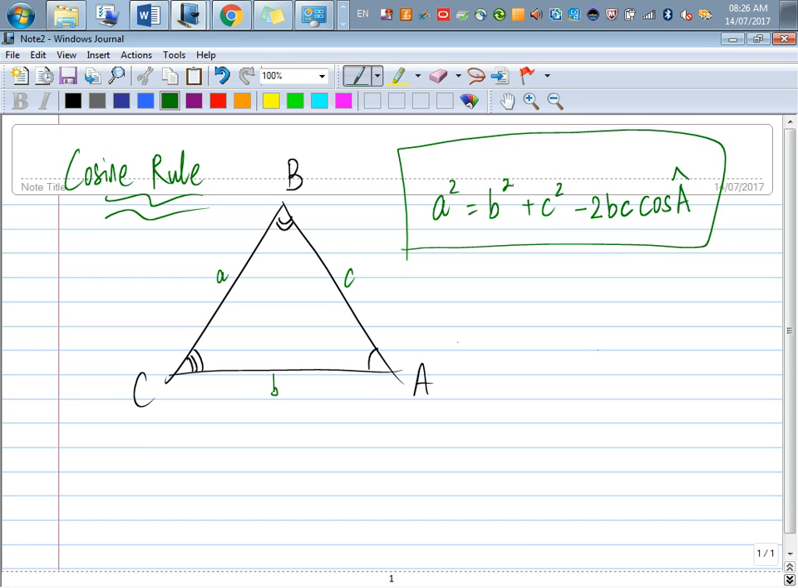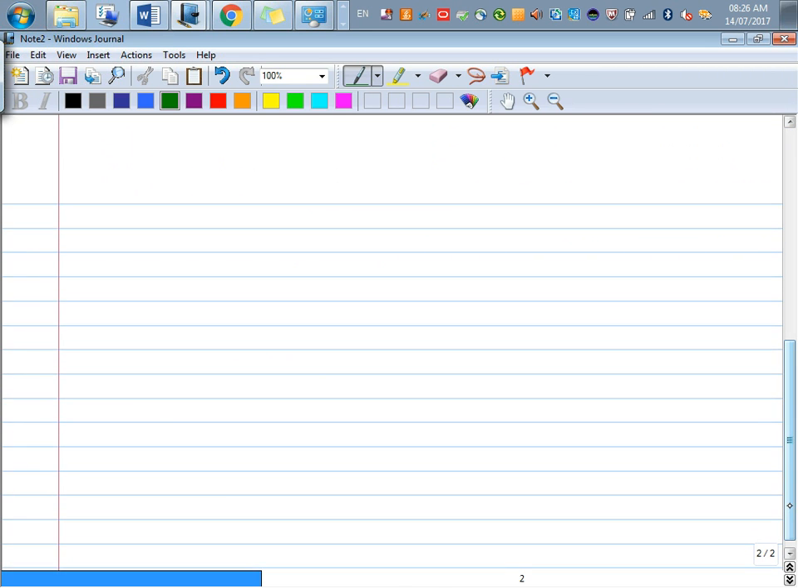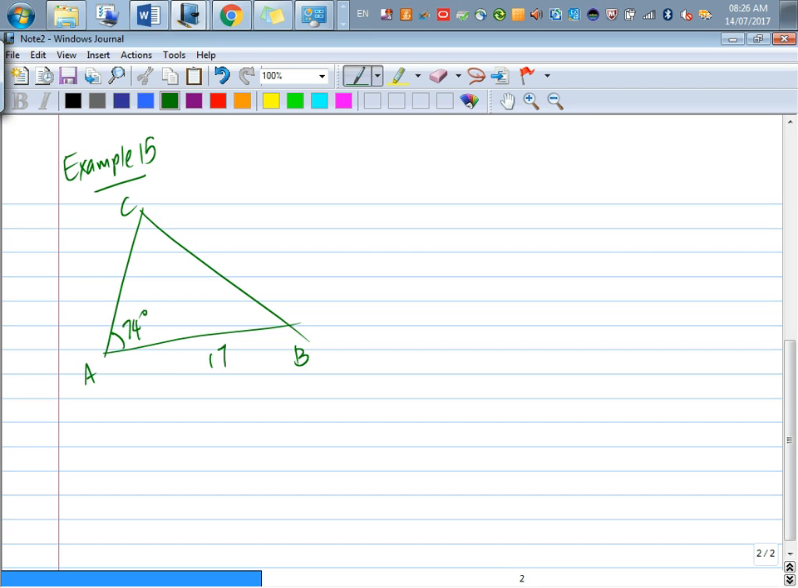Now, let's look at an example on how we can use this. We go on to example 15, on your textbook, page 64. You are given a triangle, page 64, this side 74 degrees, this is A, C, B. Okay, if you did not know your cosine rule, how are we going to find the value for a?